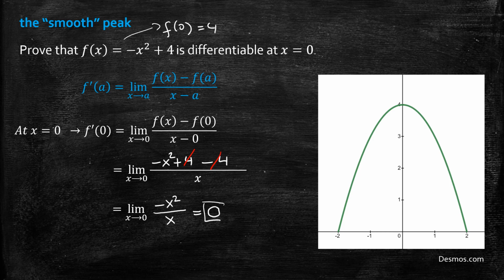So we have just proved that the derivative exists at 0, and we've also at the same time said, well, what that means is that there exists a horizontal tangent line whose slope is equal to 0 right there. So f of x equals negative x squared plus 4 is indeed differentiable at x equals 0.